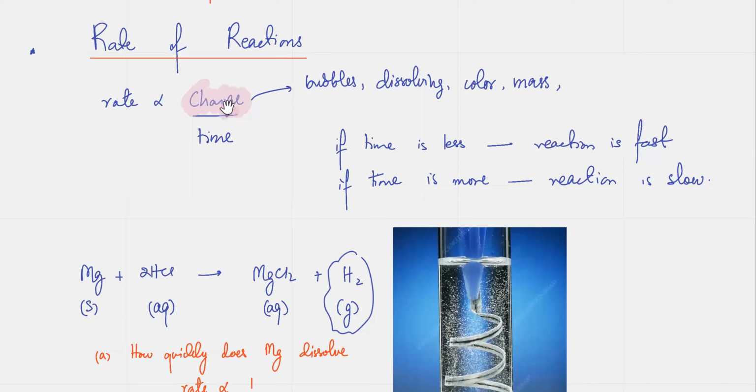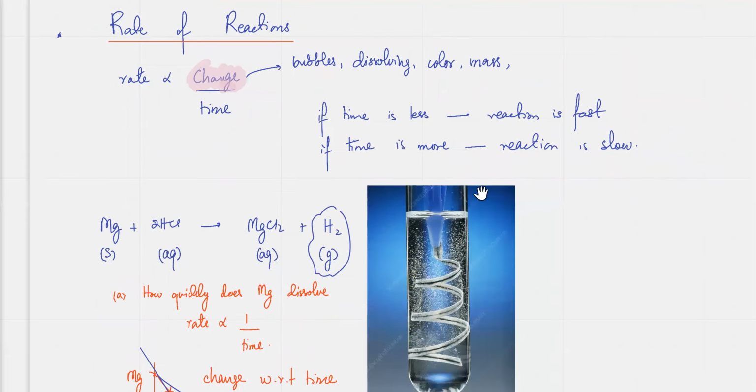Lots of changes can happen in a reaction. All reactions are kind of different. Some have bubbles forming, some have a color change happening, or something happening to the mass. So if the change happens very quickly, the time is less, and the reaction is faster. If the time taken is more, the reaction is slow.